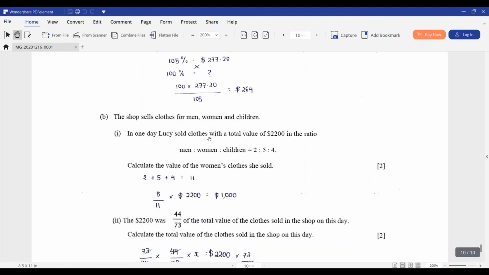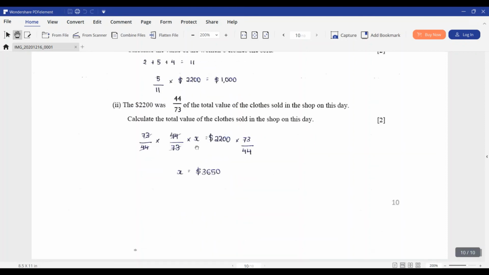Part B. The shop sells clothes for men, women, and children. Roman 1. In 1 day, Lucy sold clothes with a total value of $2,200 in the ratio men to women to children, 2:5:4. Calculate the value of women's clothes she sold. So we want to add all of the ratios, 2 plus 5 plus 4, which gives a total of 11, so the total is over 11. Now, what is the women's fraction of this? The women's fraction is 5 over 11. So we take 5 over 11 multiplied by 2,200, and that should be $1,000. That's the value of the women's clothes sold.